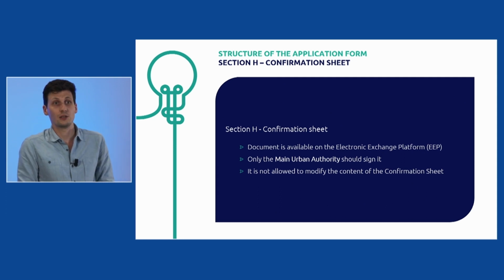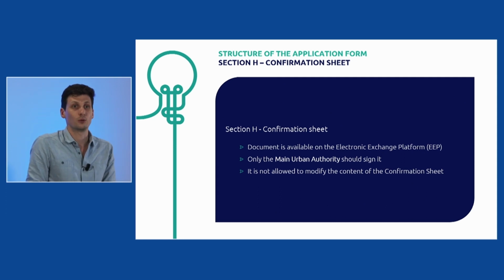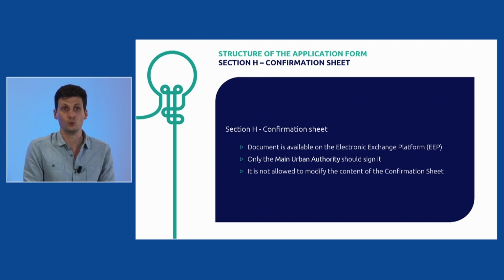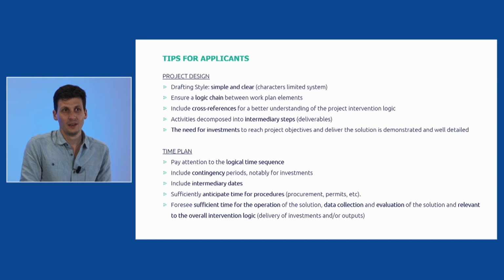And the last part of the application form will be the confirmation sheet. The confirmation sheet is a document available on the electronic exchange platform. All you have to do is download it. The main urban authority should sign it, and it can also be signed electronically. You should not modify the content of the confirmation sheet. When it is downloaded, you can sign it and upload it back to the platform, and only then will you be able to finally submit your application form.